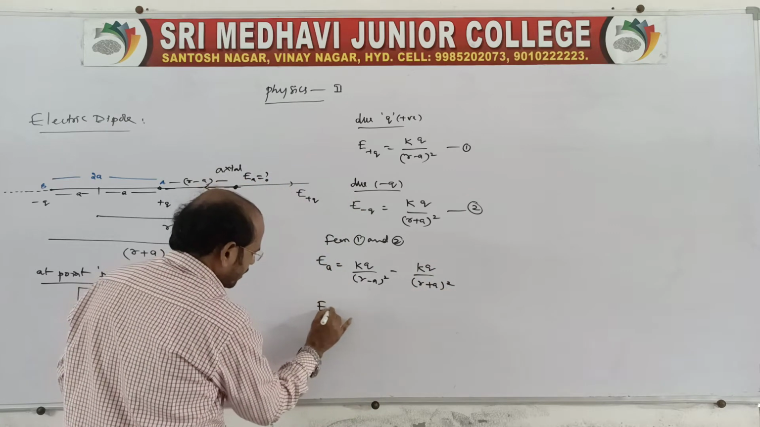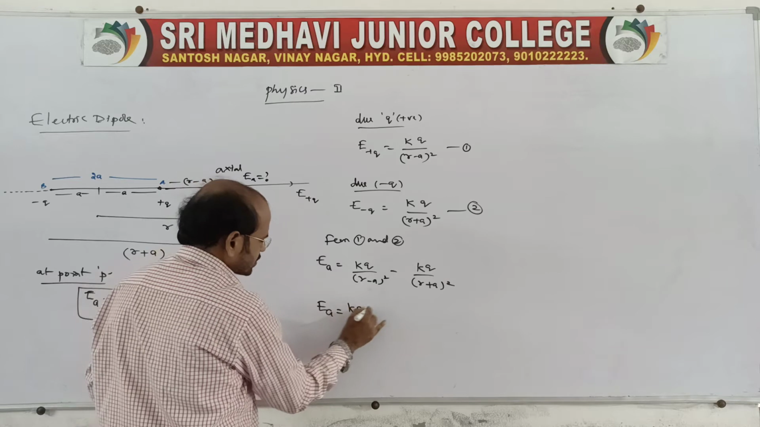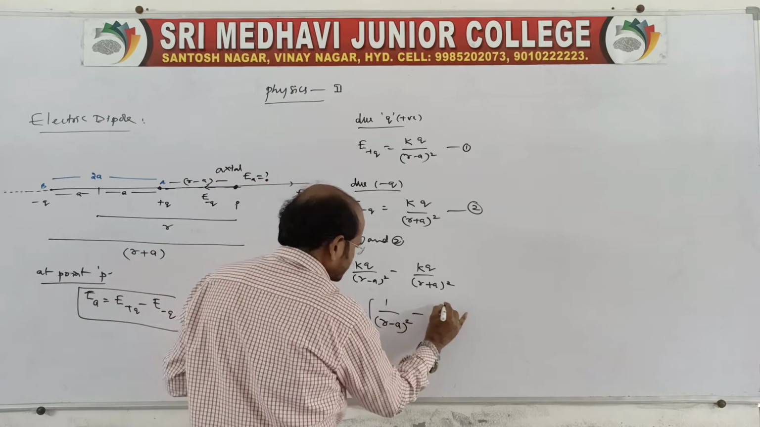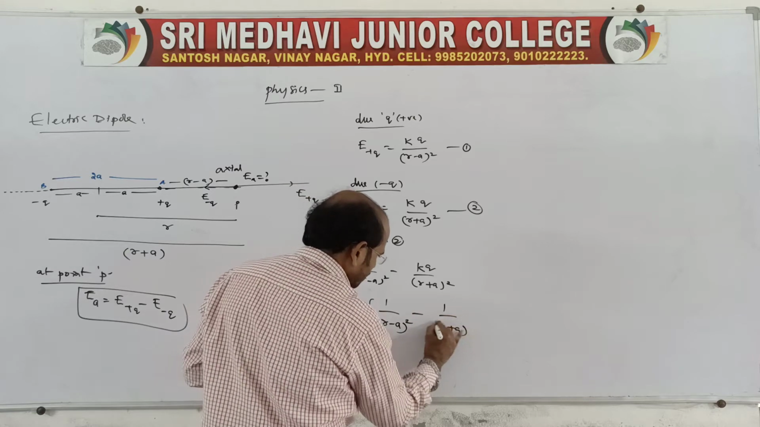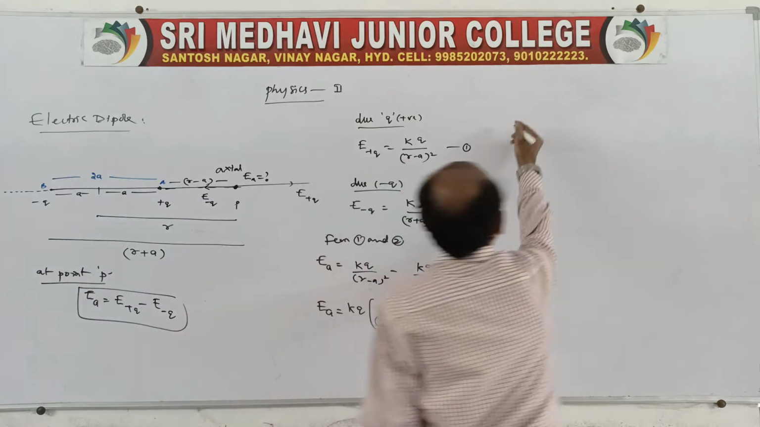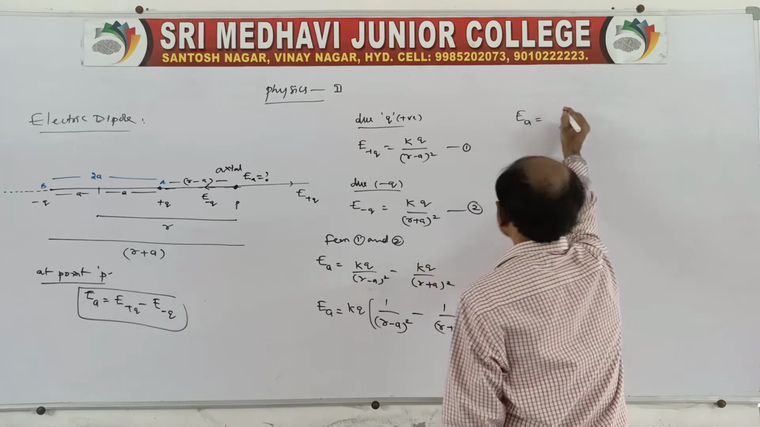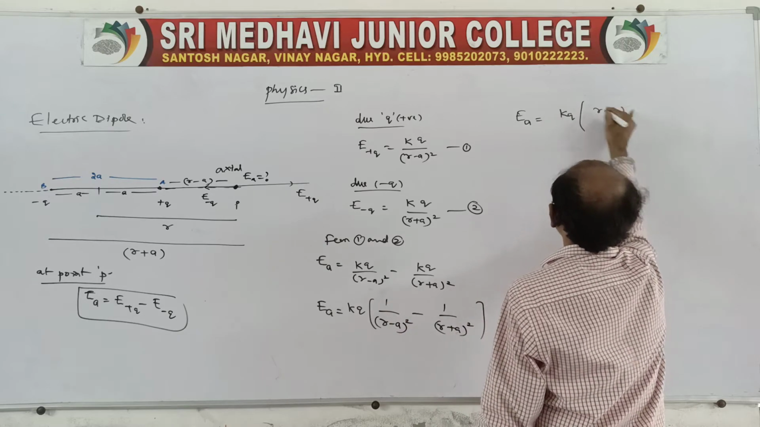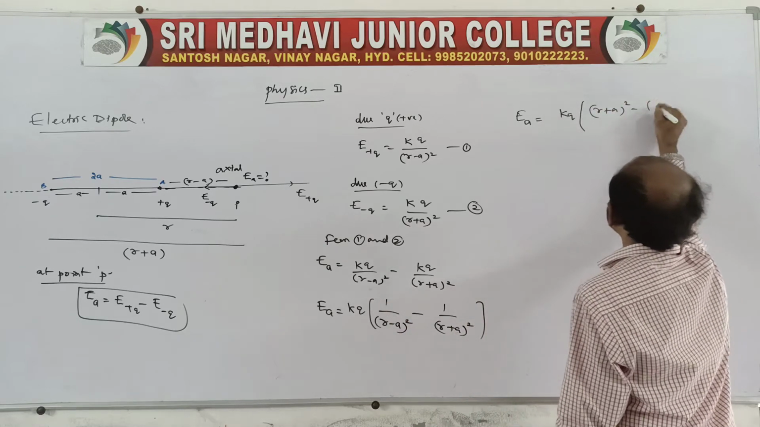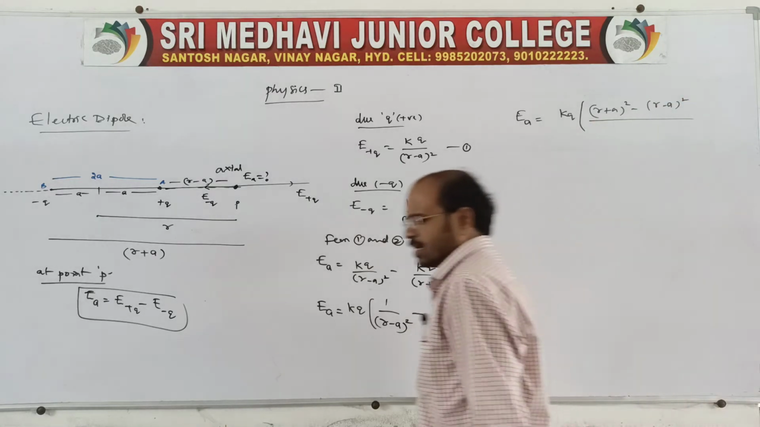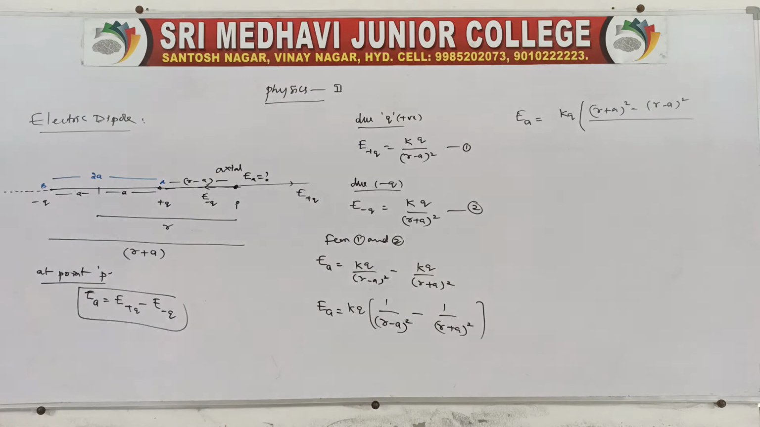Simple derivation, on the axial line. Take kq common: 1 by (r minus a) whole square, minus 1 by (r plus a) whole square. Now let us take the LCM. The field on the axial line will be kq by the LCM: (r plus a) whole square minus (r minus a) whole square, by (r minus a) whole square and (r plus a) whole square.